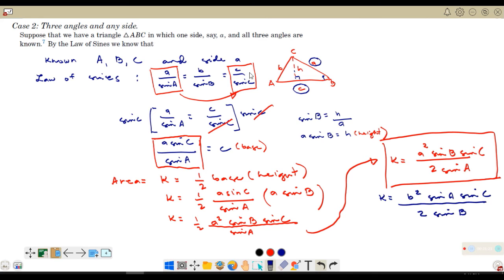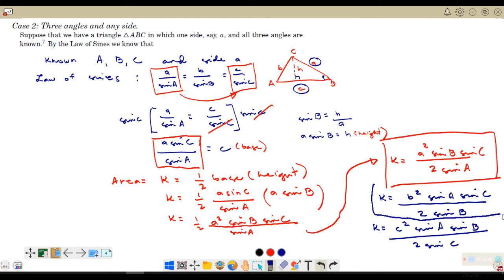Paano po kung ang given ay si side C? Ganun lang po ulit. So, K is equal to C squared naman ang gagamitin natin for the numerator. And then sine, yung hindi opposite sa kanya, we have sine A at saka si sine B. Tapos sa baba, doon na natin gagamitin yung opposite sa kanya, we have 2 sine C. So, now we have all of the three formula for finding the area of a general triangle na magfo-fall with case 2 wherein the three angles are given and any side. Okay?